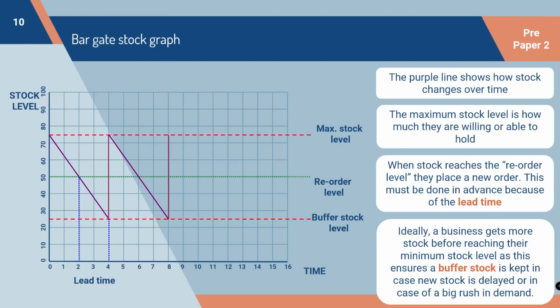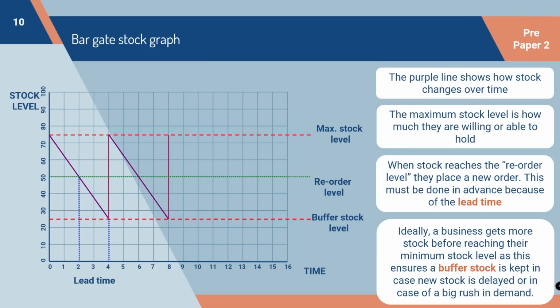Over time, what you would see is it just follows that pattern. For example, we receive new stock after 4 days, so we're back up to 75. And then when we get to day 6 and we get to 50, we will place a new order for stock. And then 2 days later, on day 8, that will arrive and push us back up to 75. And that just continues and continues like that.